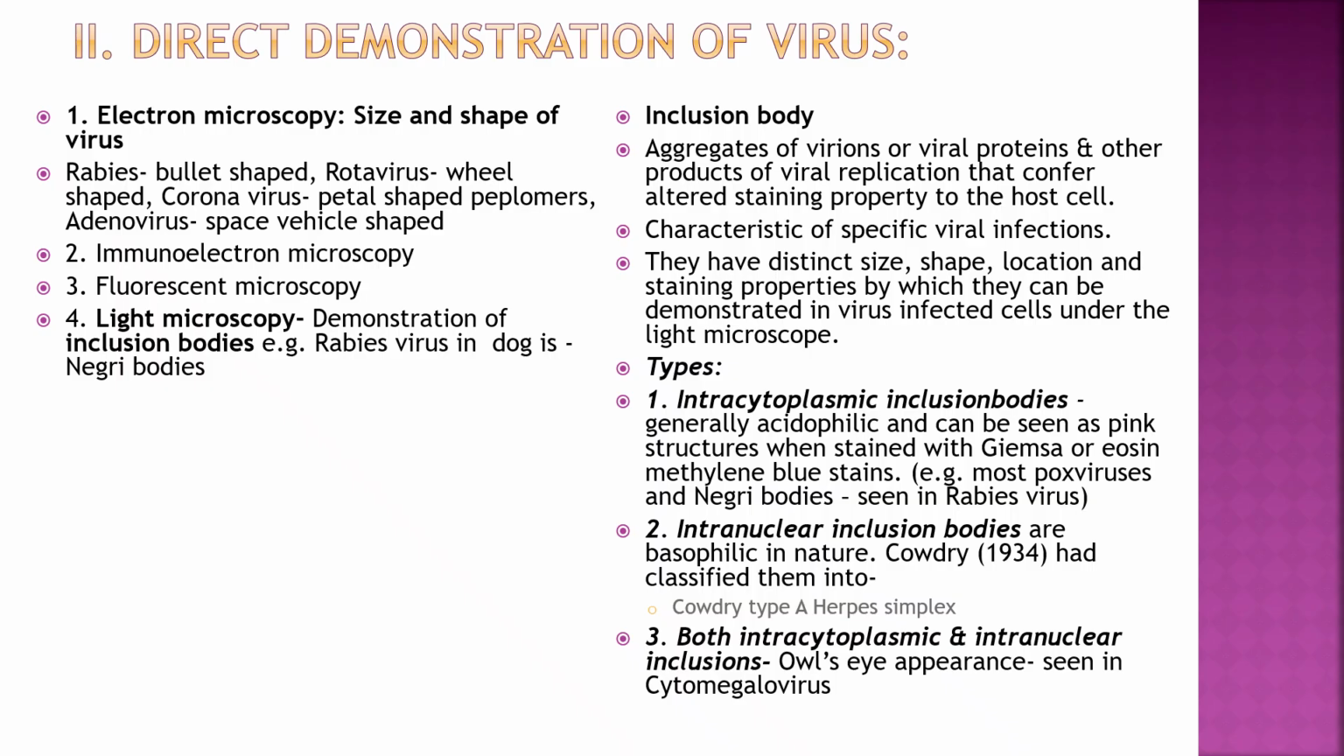So the types are three: intracytoplasmic, intranuclear, and both. Intracytoplasmic are generally acidophilic and can be seen as pink structures when stained with Giemsa or using methylene blue stain. Most pox viruses and Negri bodies seen in rabies virus. Intranuclear are basophilic in nature. For example, Cowdry classified them into Cowdry type A, that is seen in herpes simplex infection. Both intracytoplasmic and intranuclear inclusions give the owl's eye appearance seen in cytomegalovirus.